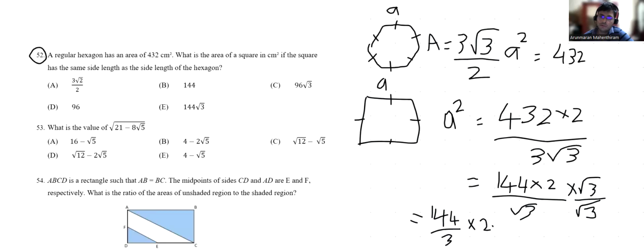Now this 144 by 3 is 48, so 48 into 2 root 3. That is equal to 96 root 3. So the answer is C.